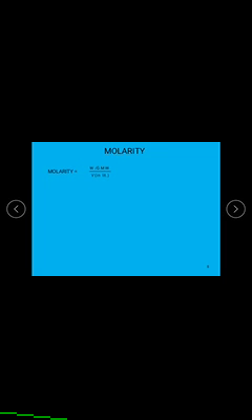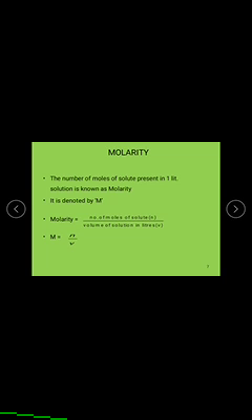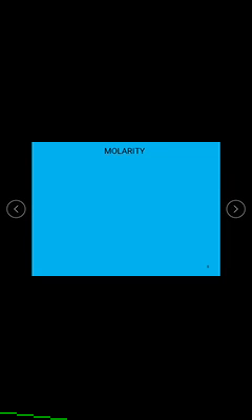When we substitute W/GMW in the place of n, this converts to M = W/GMW × 1/V in liters. If the volume is expressed in milliliters, then M = W/GMW × 1000/volume in milliliters.